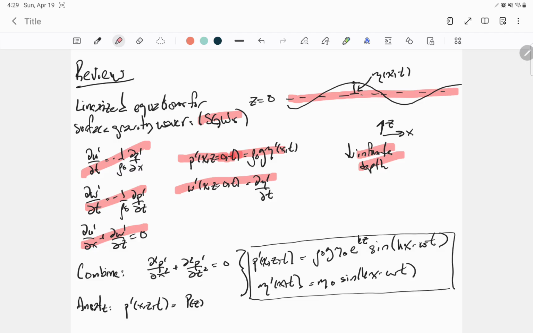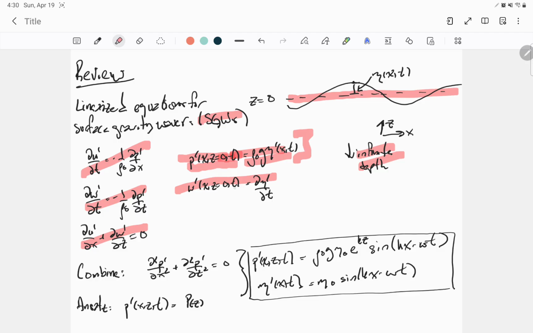And so these two other equations, we called them boundary conditions. Basically one of them is a boundary condition on the pressure that says, at the surface, this one here, that the pressure needs to equal the atmospheric pressure. And so this basically says that the pressure evaluated at the surface has to be related to the height of the free surface. And this came from the idea that the surface pressure has to equal atmospheric pressure.